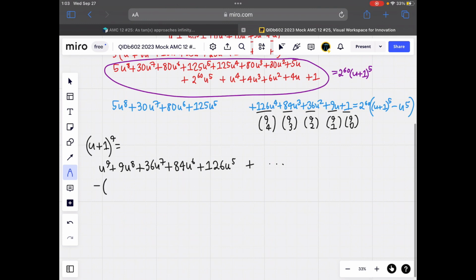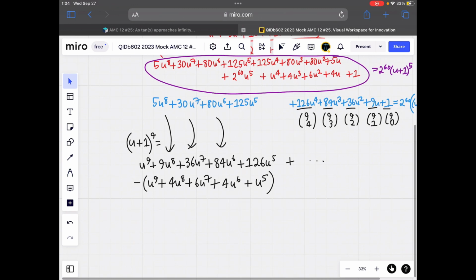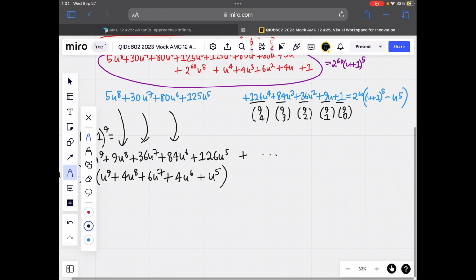Well, first of all, we have to subtract u^9. We also have to do 4u^8. We have to do 6u^7. We have to do 4u^6. And we have to do u^5. So (u + 1)^9 minus this is equal to 2^60 times ((u + 1)^5 minus u^5).